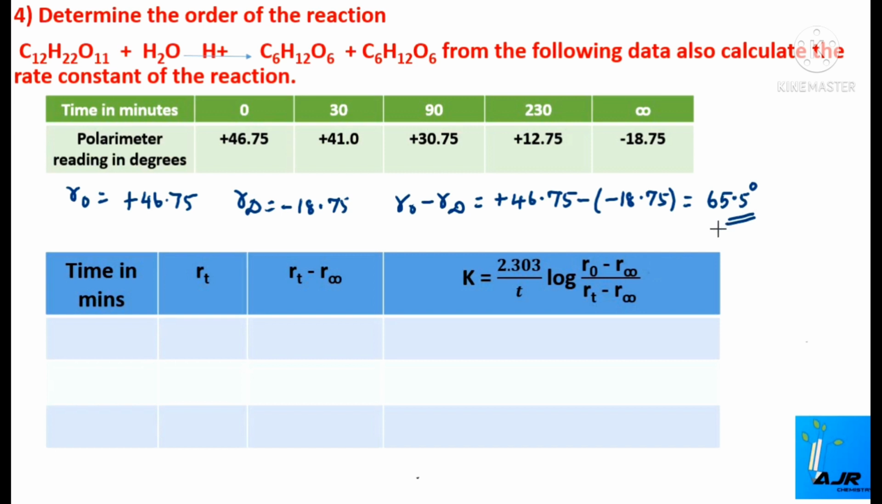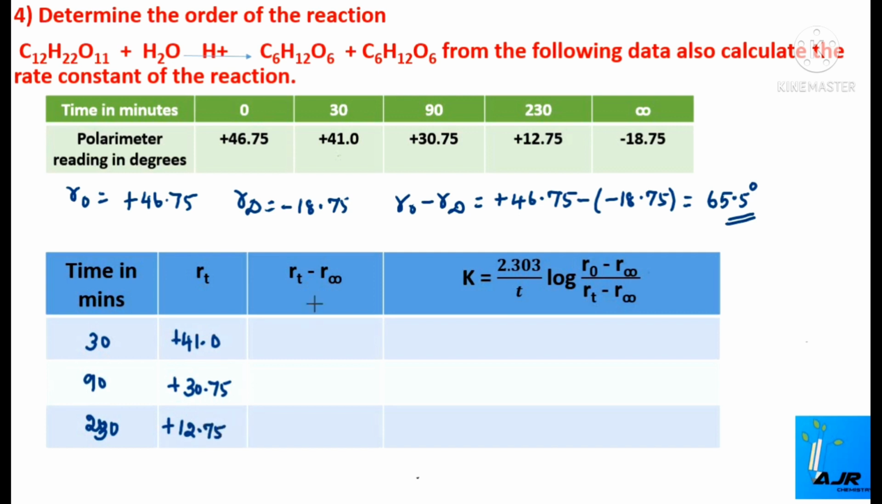Now the values of k at different intervals can be calculated by using this tabular column. Let me write the different time intervals now. What is the first one? It is 30. Here it is 90. Here it is 230. So for different time intervals, we are going to find out the rotation. What is the rotation at 30? It is plus 41.0. Is it not? The next one is plus 30.75. Next one is plus 12.75.